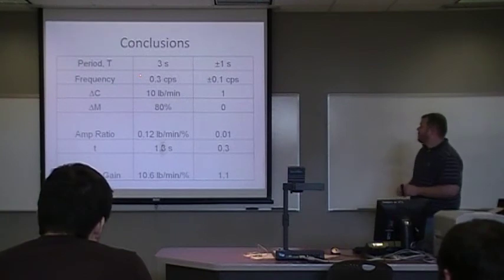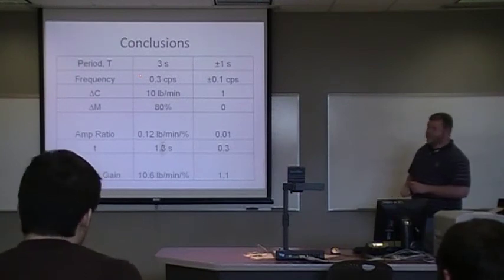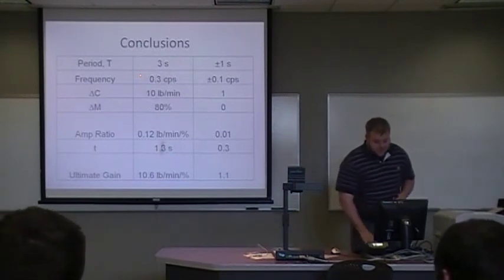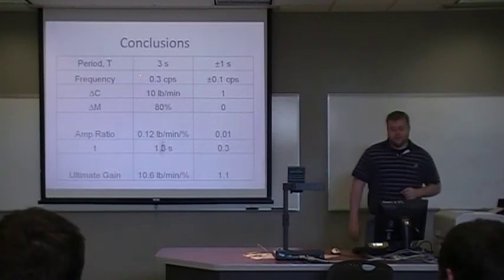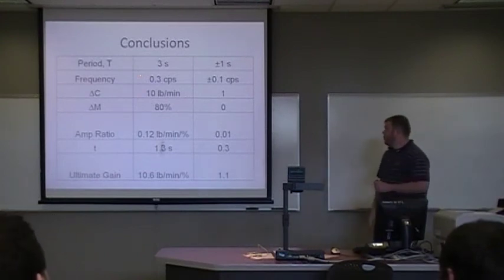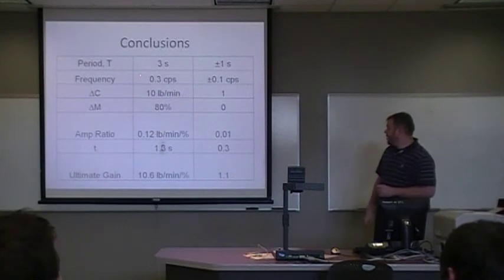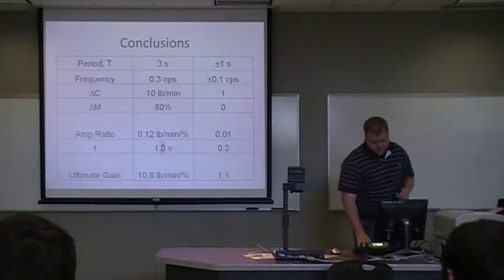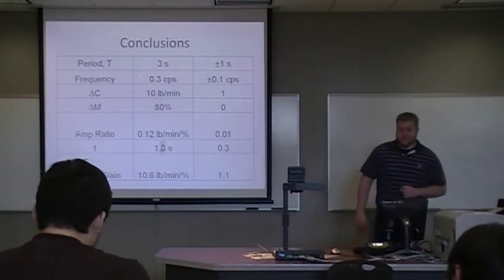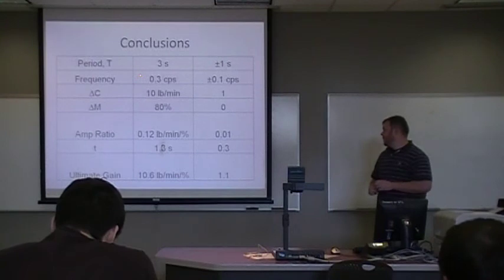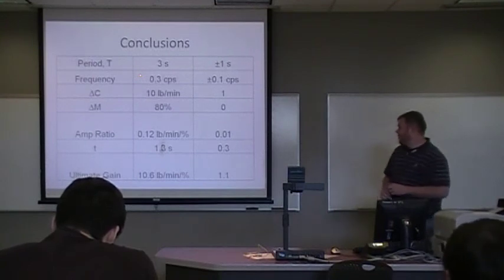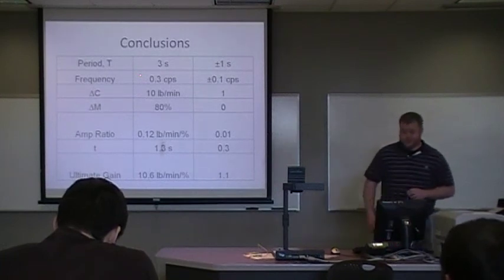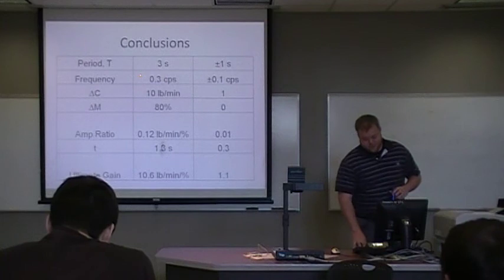The period was 3 seconds plus or minus 1 second. The frequency is 0.3 cycles per second plus or minus 1 cycle per second. The amplitude ratio was 0.12 pounds per minute per percent, plus or minus 0.01 pounds per minute per percent. The time shift was 1.3 seconds, plus or minus 0.3 seconds. And the ultimate gain was 10.6 pounds per minute per percent, plus or minus 1.1 pounds per minute per percent.